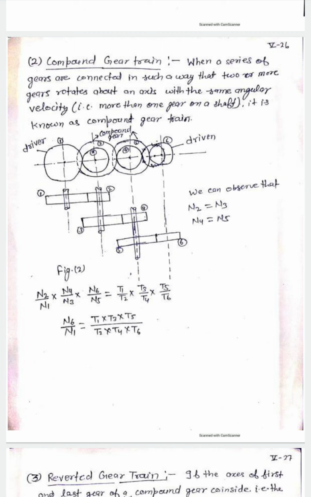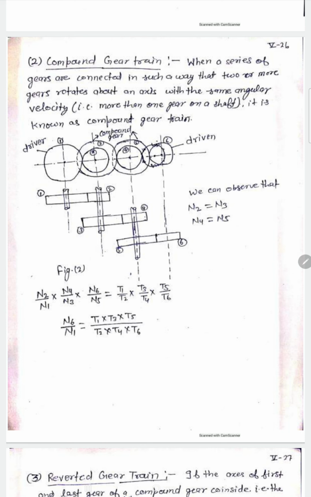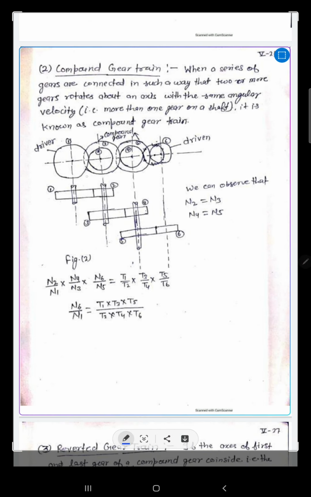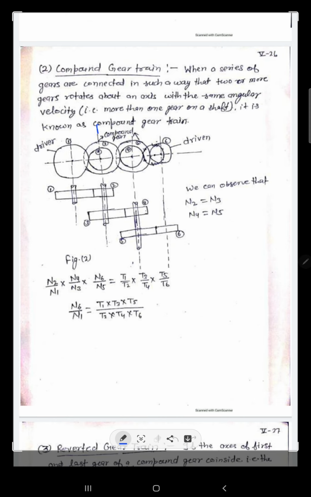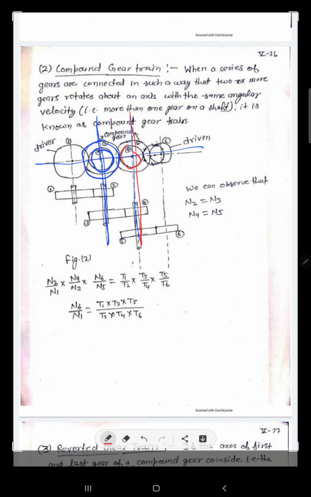So, this figure clearly indicates the nature of a compound gear train. This figure shows a compound gear train. On shaft number 2 and shaft number 3, you will see the mounting of two gears on the same shaft. So, this is gear number 2 and gear number 3 mounted on the same shaft, and in the case of another shaft, you will see gear number 4 and gear number 5 mounted on the same shaft.